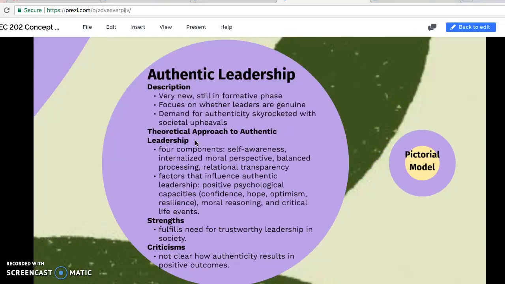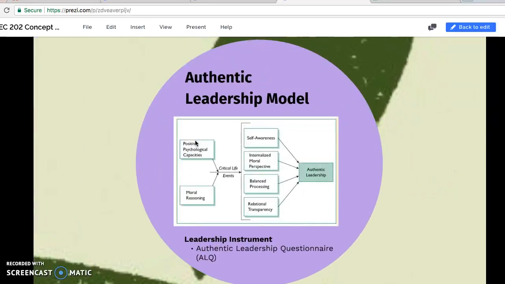Authentic leadership is very new, still in the formative phase, but it focuses on whether leaders are genuine. The demand for authenticity in leadership skyrocketed with recent societal upheavals. There are 4 major components to authentic leadership, including self-awareness, internalized moral perspective, balanced processing, and relational transparency. Factors that influence authentic leadership include positive psychological capacities, moral reasoning, and critical life events. This is the authentic leadership model.